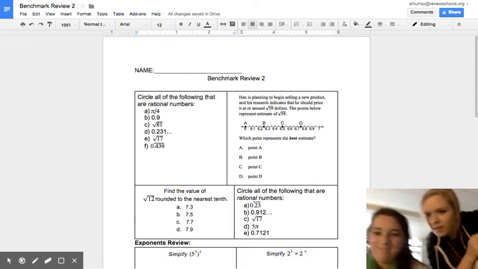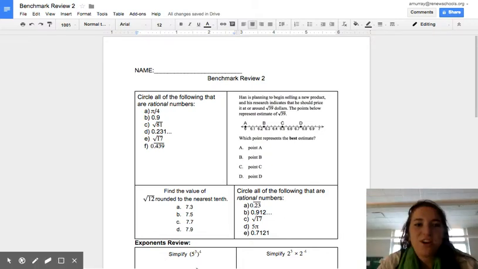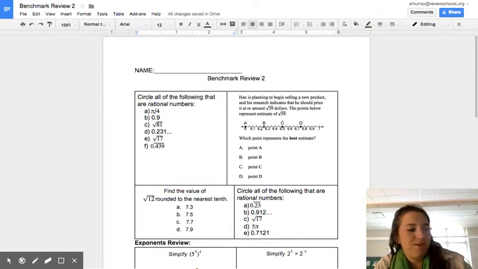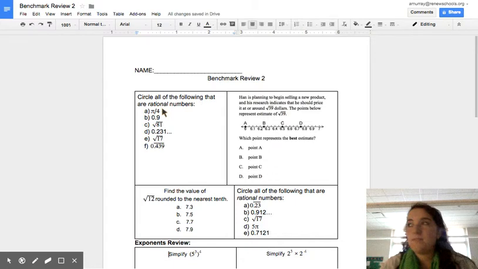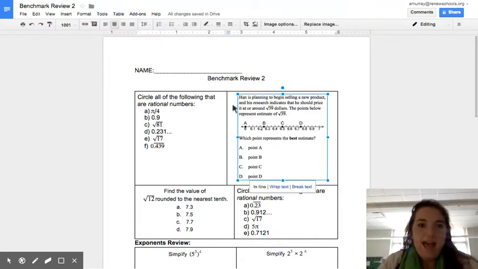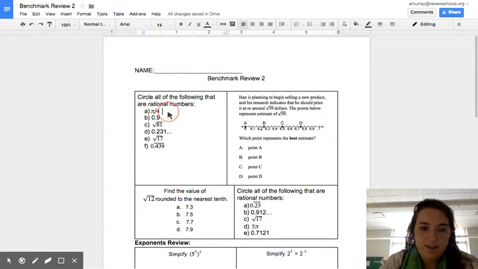Hi, Grace. So today before our benchmark, we're going to be reviewing rational numbers and square roots. So for the first question, it says circle all of the following that are rational numbers. A, is pi over 4 a rational number?